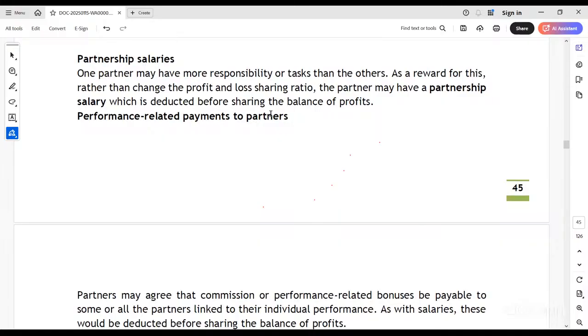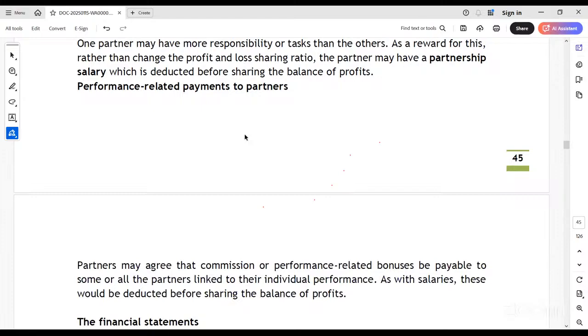they are entitled to a salary. Then there are performance related payments to partners. Sometimes there are performance related payments, so we can agree on these payments and talk about this in our partnership agreement. If there's some bonus to be paid, how much are we paying as a bonus to partners?